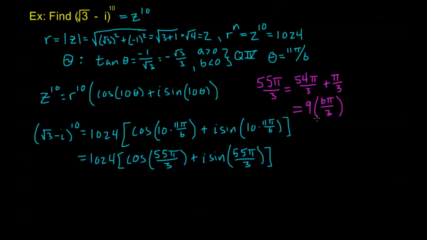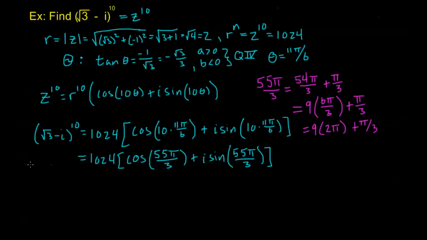9 times 6 gives me 54. So 9 times 6 pi over 3 is the same as 54 pi over 3. So I have plus pi over 3. So this is the same as 9 times 2 pi plus pi over 3. Now any increment I add of 2 pi to an argument gives me the same cosine and sine values.